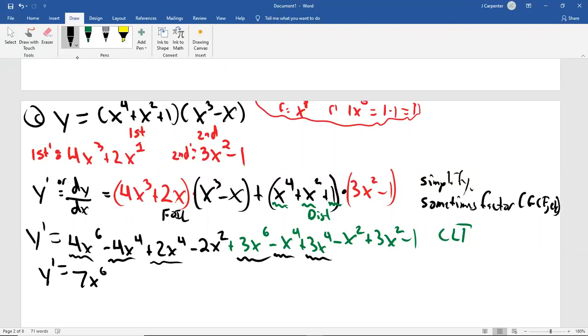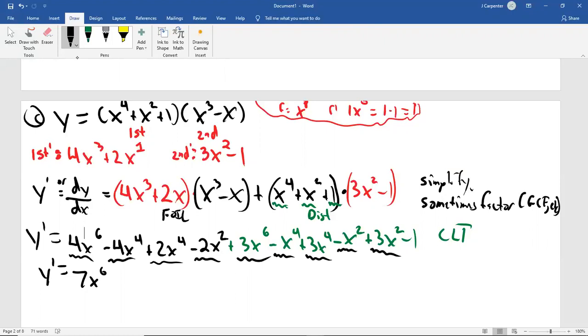So in fact, all of the x to the fourth terms cancel. Negative 4 plus 2 minus 1 plus 3 is 0, if you check that out. So there's no x to the fourth term. For the x squareds, there's no x cubed, so we got a negative 2x squared minus 1x squared, so that's negative 3. Plus 3, negative 3 plus 3 is 0, so there are also no x squared terms.